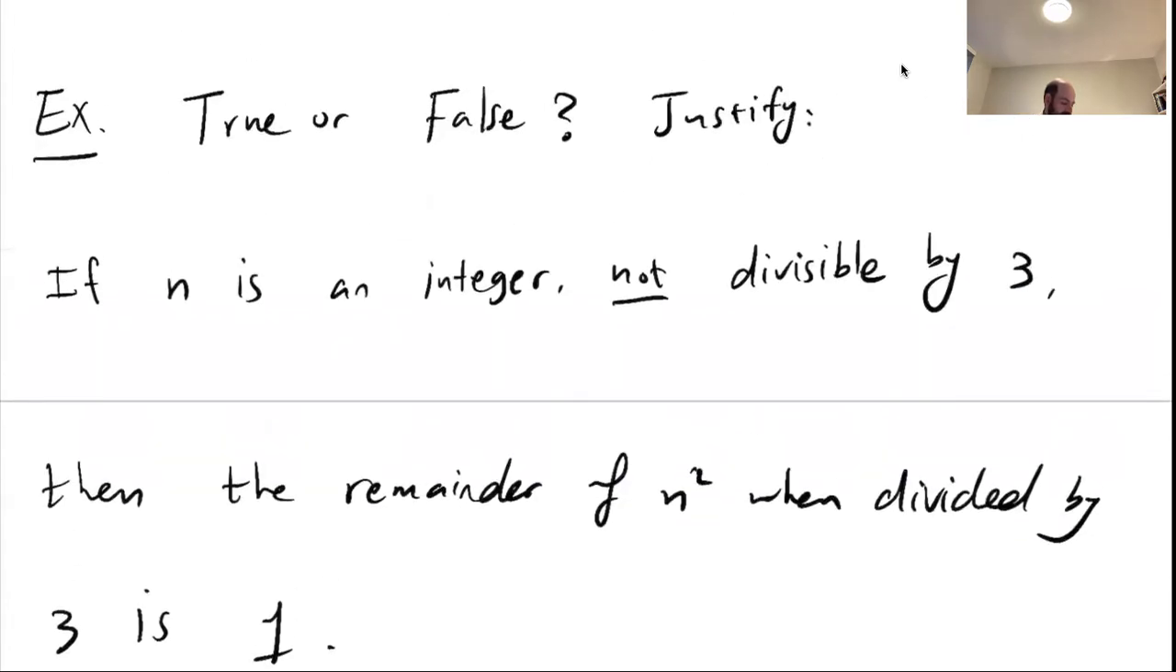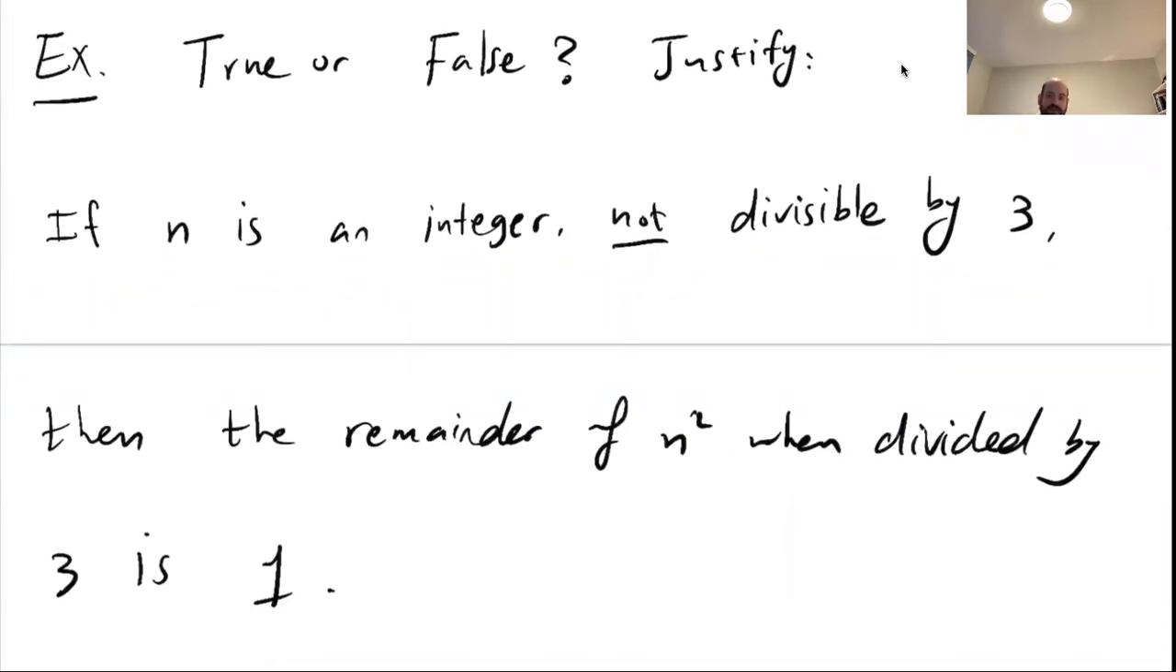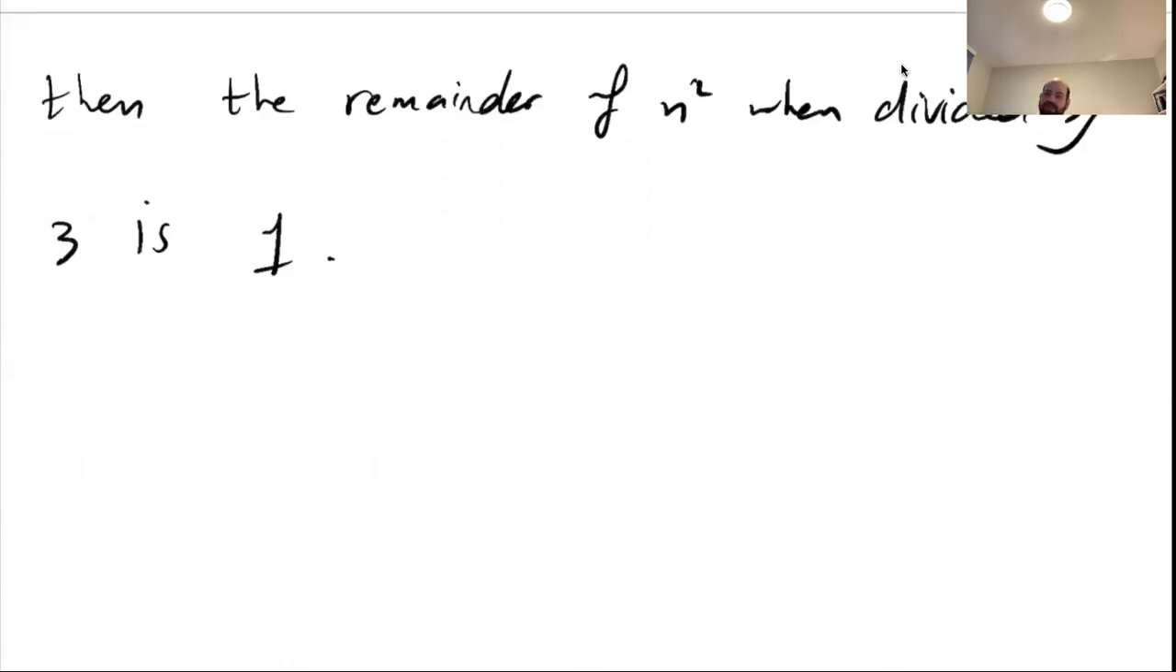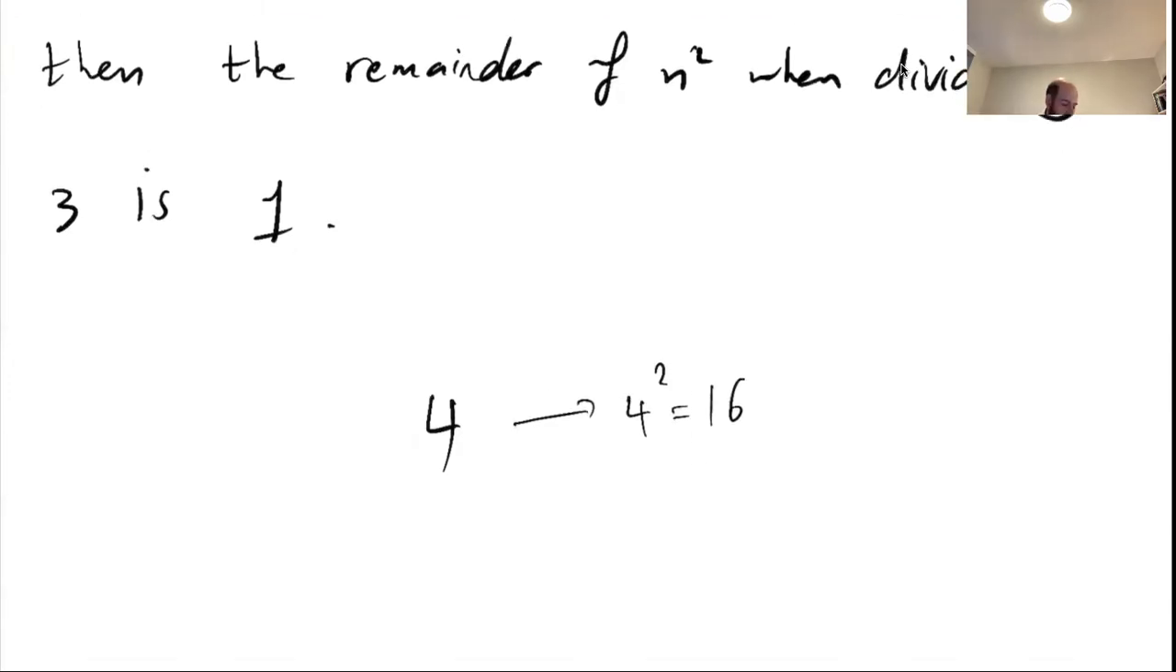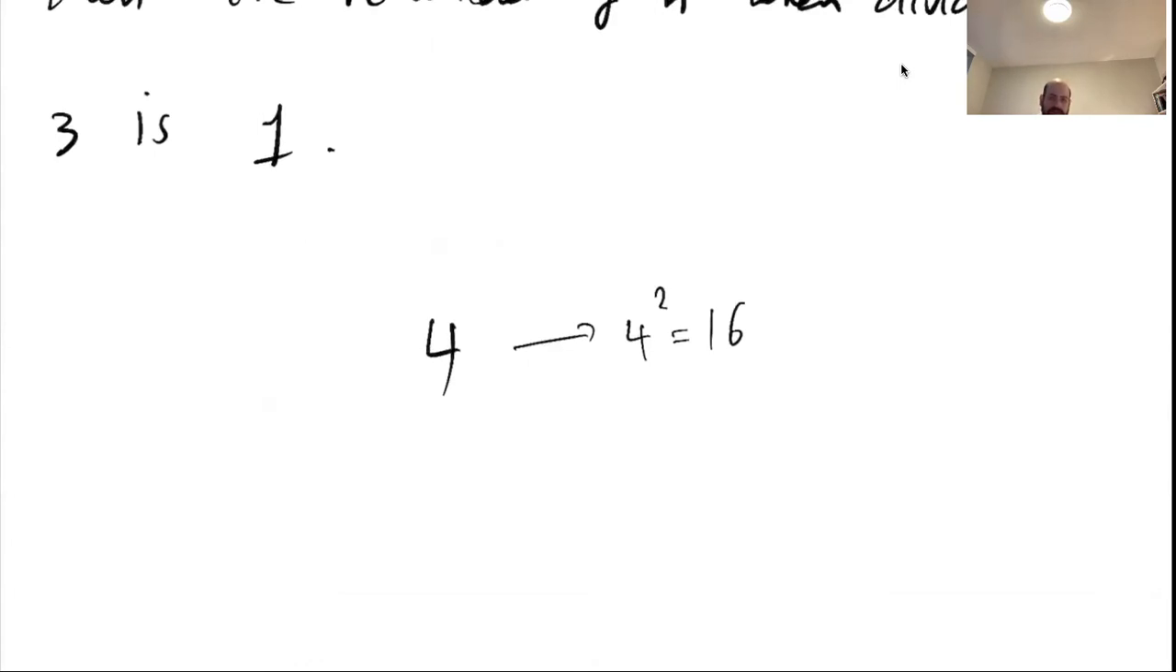Let's say, for example, so what is the assumption? Remember, the assumption is the part that comes after the word if. So n is an integer not divisible by 3. So let's think about a few cases. For example, 4 is an integer not divisible by 3. And then it says the remainder of n squared when divided by 3 is 1. So that's the conclusion. So if this is n, then 4 squared will be 16, and the remainder of 16 when divided by 3 is 1. Well, that's true, right? Because 16 is 5 times 3 plus 1. So the remainder is 1.